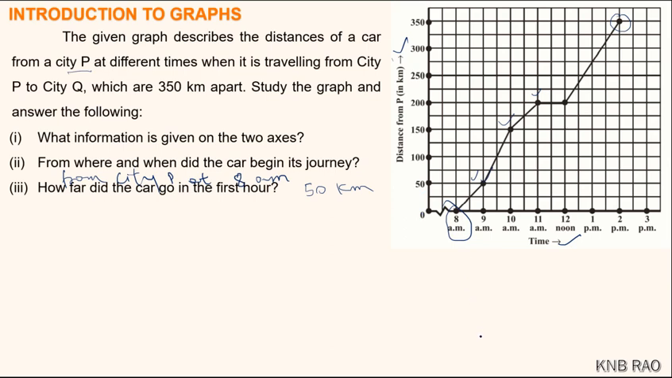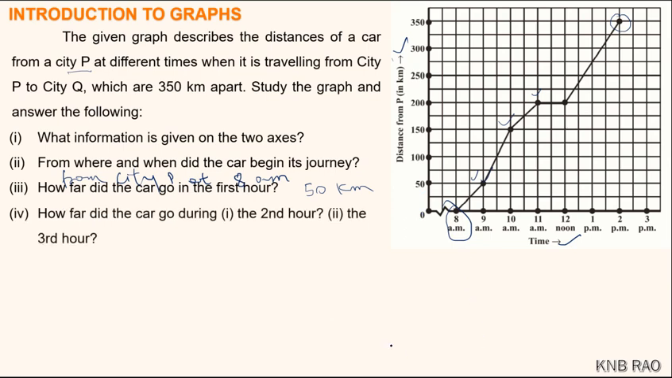Then, fourth question, how far did the car go during the second hour and third hour? See, in the second hour, from 9 to 10, it has travelled 100 kilometers, whereas in the third hour, from 10 to 11, it has travelled only 50 kilometers, correct?